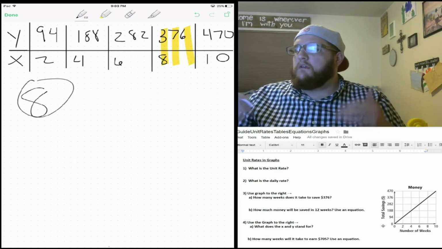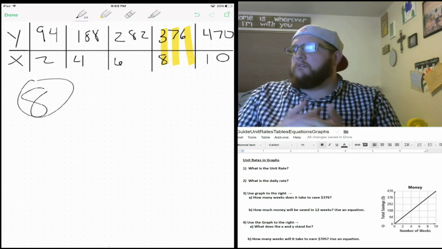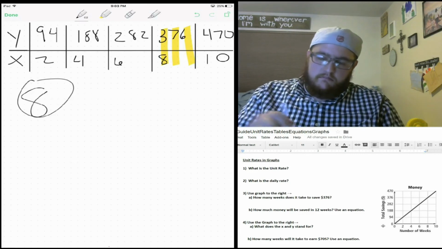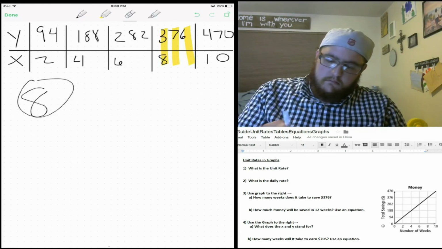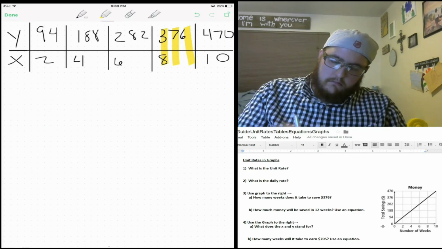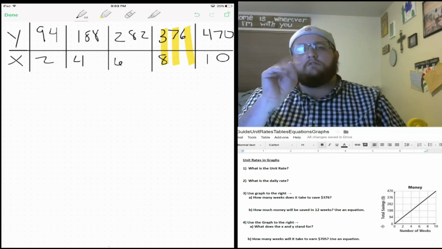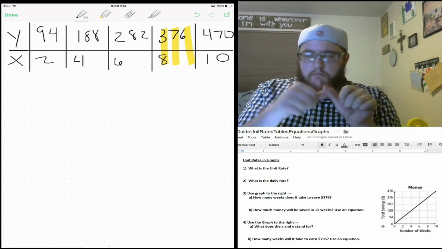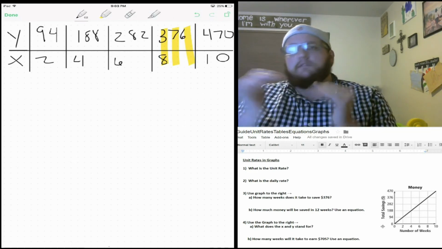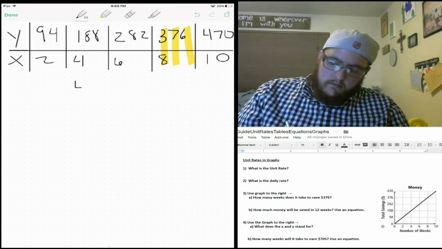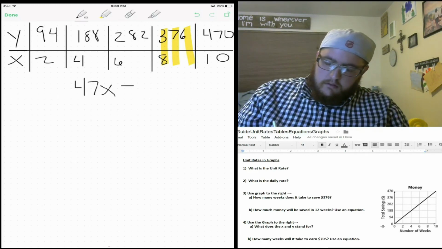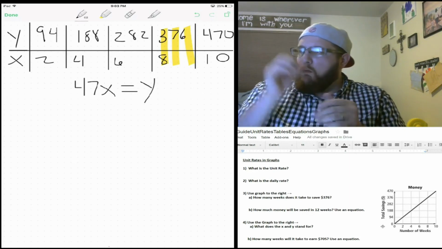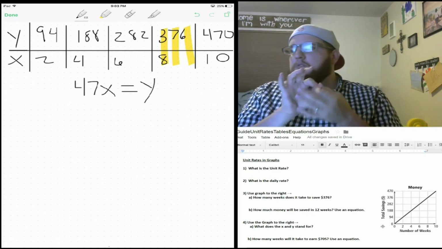So our answer for 3A is 8. 3B says how much money will be saved in 12 weeks. Use an equation. Well, remember, an equation requires a unit rate. But remember, we found the unit rate for this already. We divided 94 by 2, and we got a unit rate of 47. So remember that when making an equation, we can take our unit rate, multiply it by our x value, and that will be our y value. So our equation should be 47x equals y.